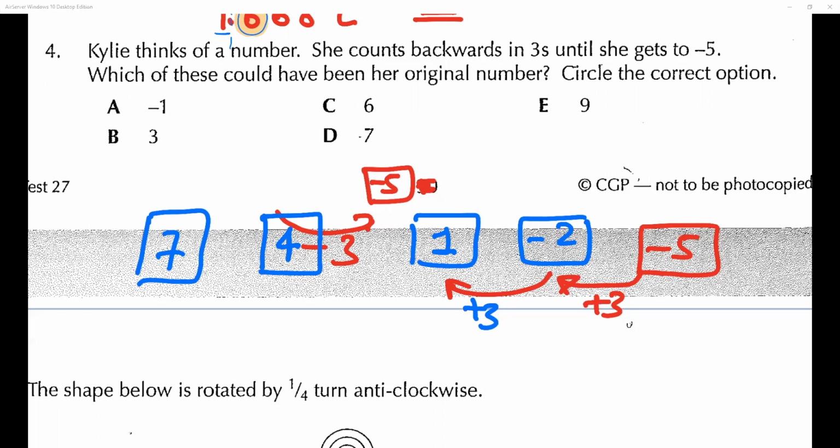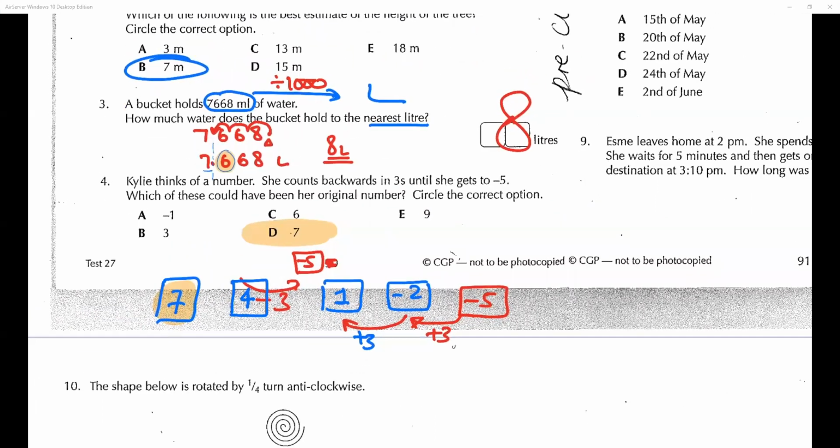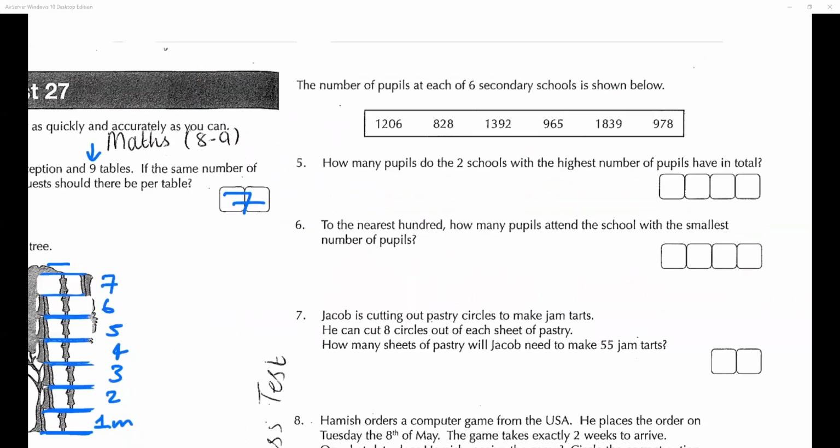Fantastic, we found the number that matches. So 7 is here. Done. So if you're going down by minus 3 to get to minus 5, if you reverse the pattern, you have to add 3. Excellent, well done there. Okay, question number 5.